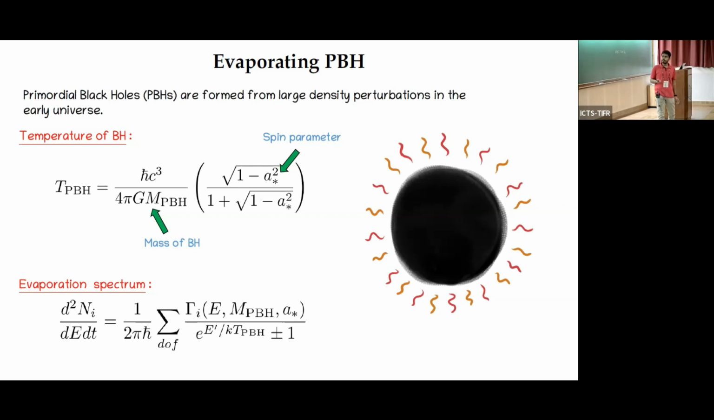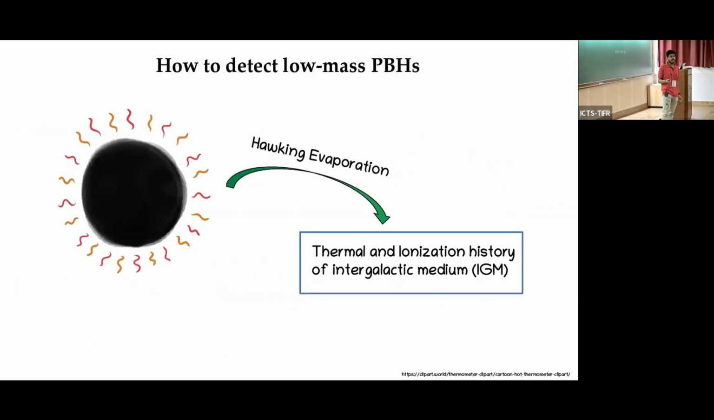Depending on the temperature, these black holes will Hawking evaporate. That means they will produce a bunch of standard particles, and the spectra for them is given here, where gamma is called the gray body factor. It tells you the probability of a given particle to surpass the potential of the black hole. Finally, E dash is the total energy of the emitted particles, taking into account the black hole's rotational velocity.